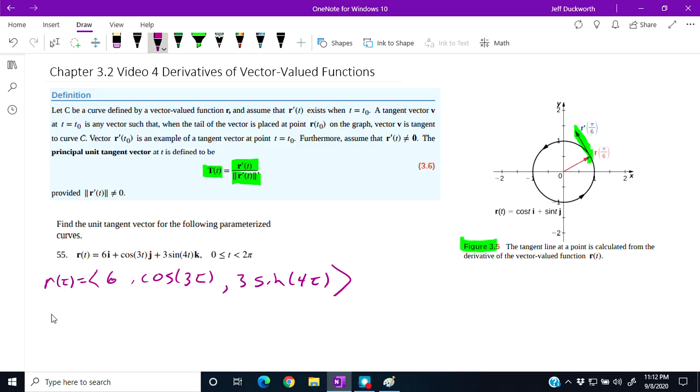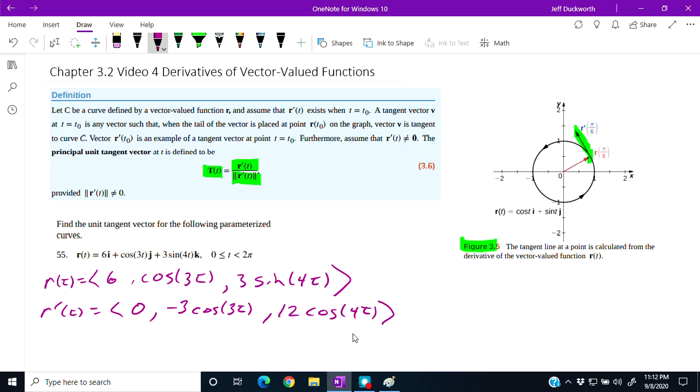So we need to solve for the derivative. So r prime of t, we just take the derivative of each of these individually, for each component. Derivative of 6 is 0. Derivative of cosine of 3t, well, derivative of cosine is negative sine, but we also have to use a chain rule here. Derivative of cosine of 3t is really negative 3 cosine of 3t. Remember the chain rule. And here we have a derivative of sine is cosine, so it's going to be 3 times 4 is 12 cosine of 4t.